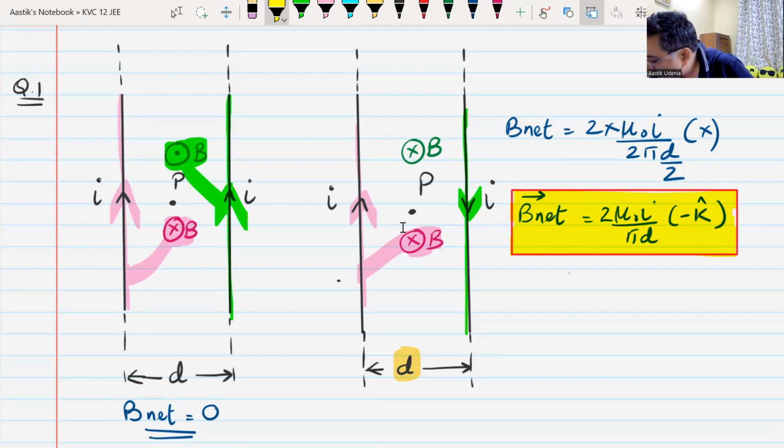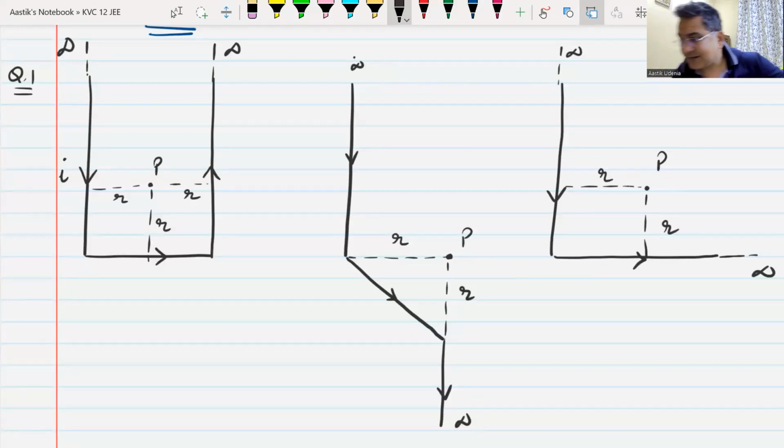And let me make one more. This is going to infinity, this is going to infinity. Point P is here. This distance is R and this distance is also R. In all the three cases, you have to find out the magnetic field due to the wires. These are the three cases that I have made. In all the cases, current is I and the distance is R.